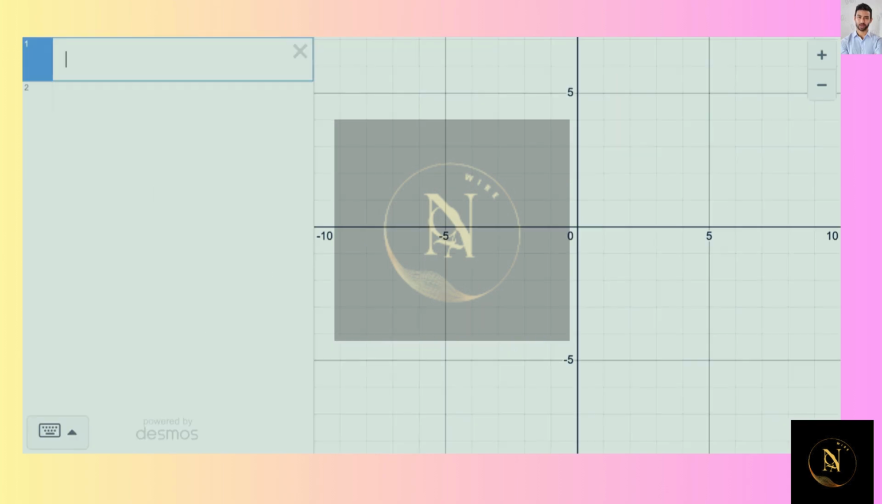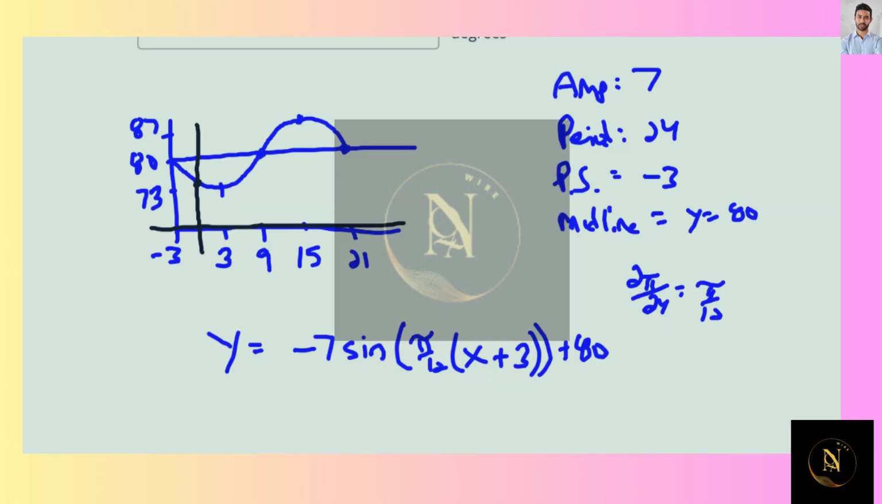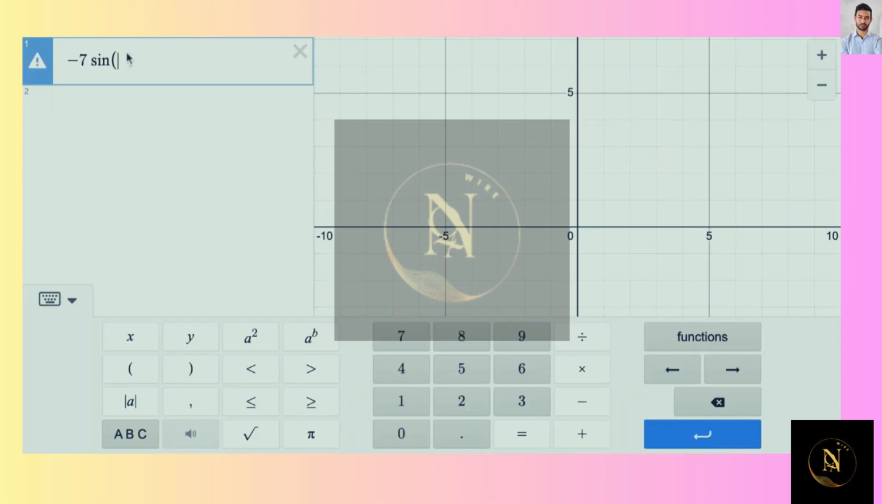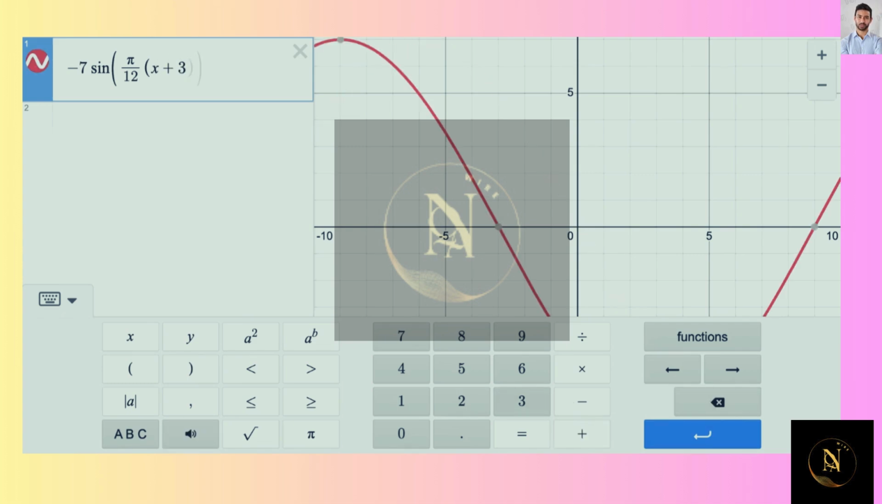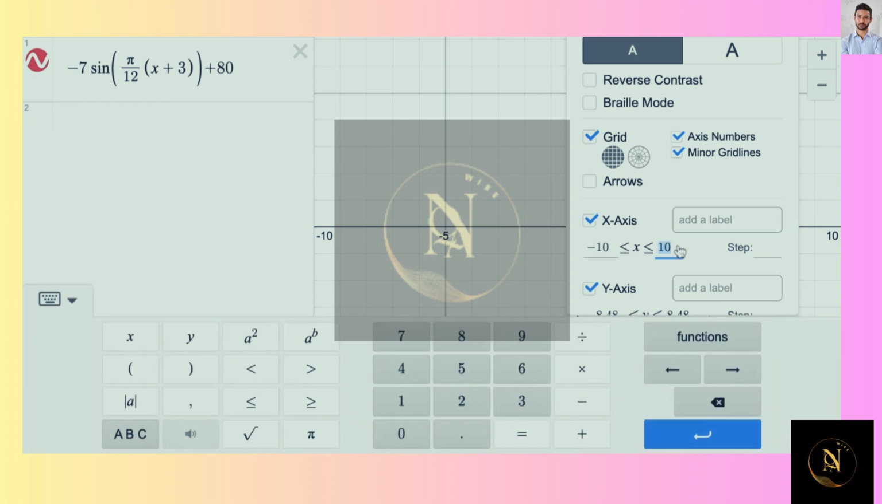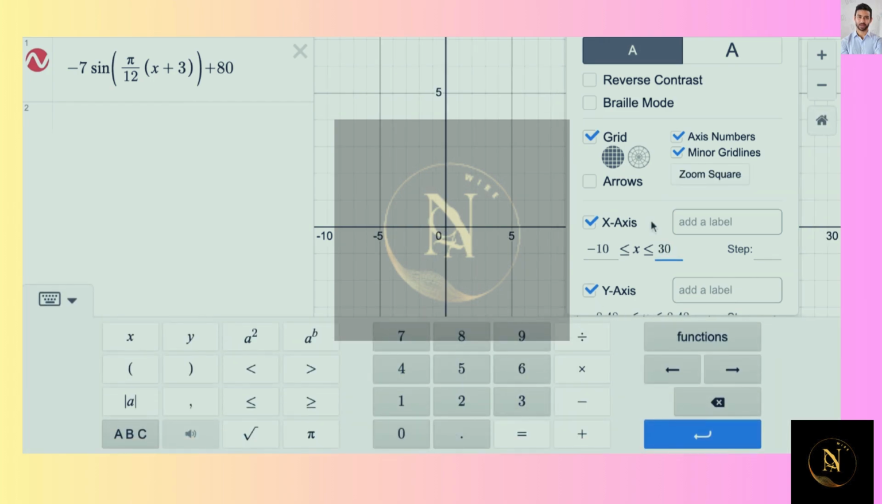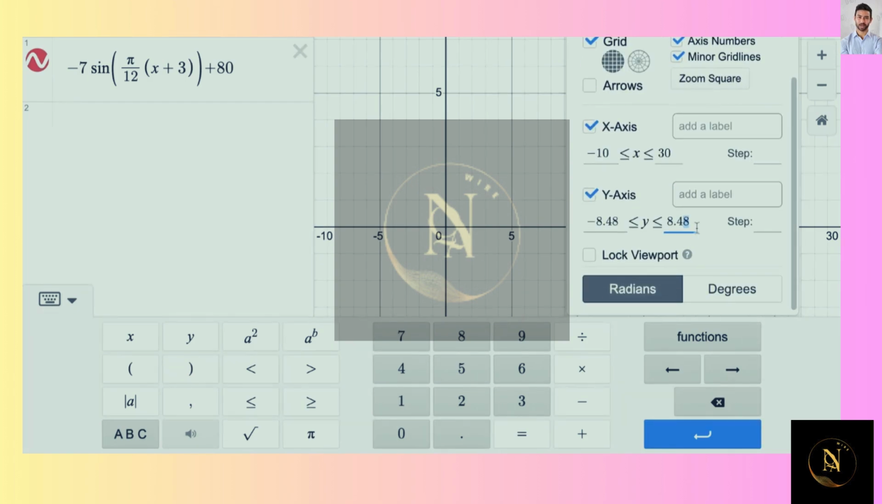So let's graph to make sure we got this correct. -7 sine of pi over 12 x plus 3 plus 80. We at least want to see through, I'll say 30 hours. That'll give us the full 24-hour cycle, and we need to see at least up to, I'll go to 100.